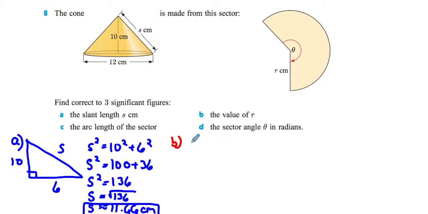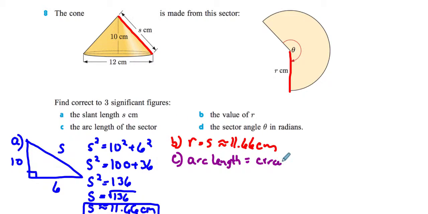Part B. Well, I want to find R. If you look at the two pictures, R is the same as the slant height of my cone. So it's also 11.7. And then if I look at my circumference, my arc length, that's equal to the circumference of the cone's base.